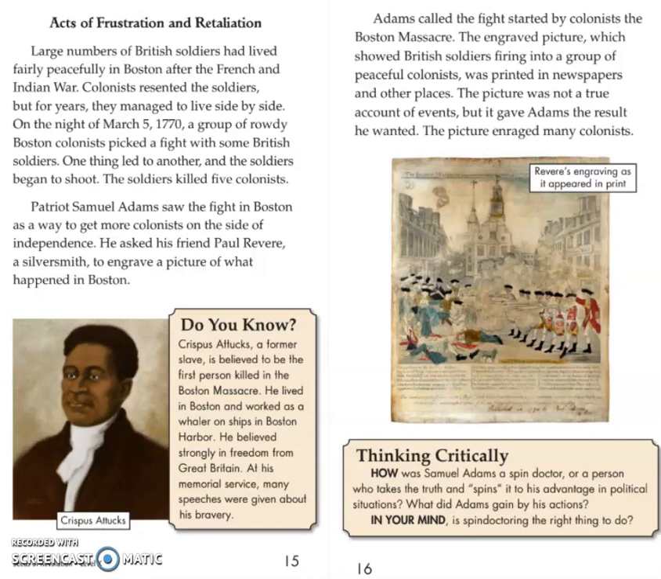Patriot Samuel Adams saw the fight in Boston as a way to get more colonists on the side of independence. He asked his friend Paul Revere, a silversmith, to engrave a picture of what happened in Boston. Adams called the fight started by colonists the Boston Massacre. The engraved picture, which showed British soldiers firing into a group of peaceful colonists, was printed in newspapers and other places. The picture was not a true account of events, but it gave Adams the result he wanted. The picture enraged many colonists.